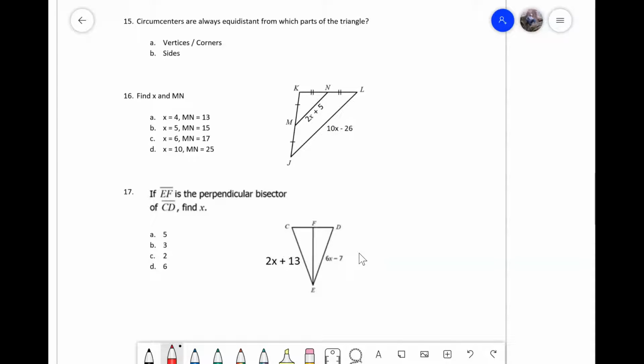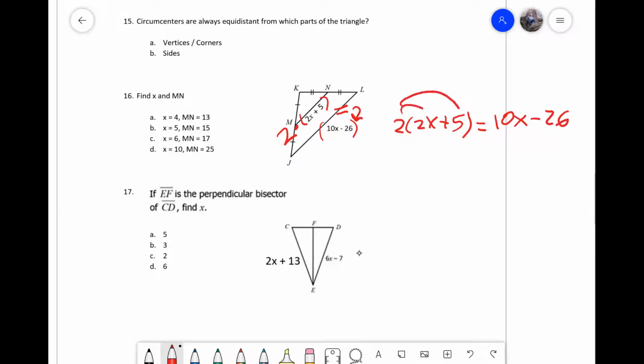remember that we know that this is half as big as this. So what we do is we multiply this one times 2, and then we set it equal to this. The mid segment is half of the parallel side, so we multiply the mid segment right here by 2. So what is 2 times 2x plus 5, whatever that is, equals 10x minus 26.